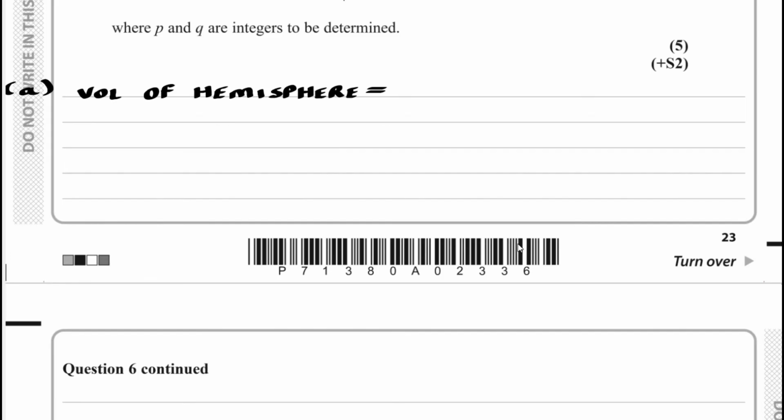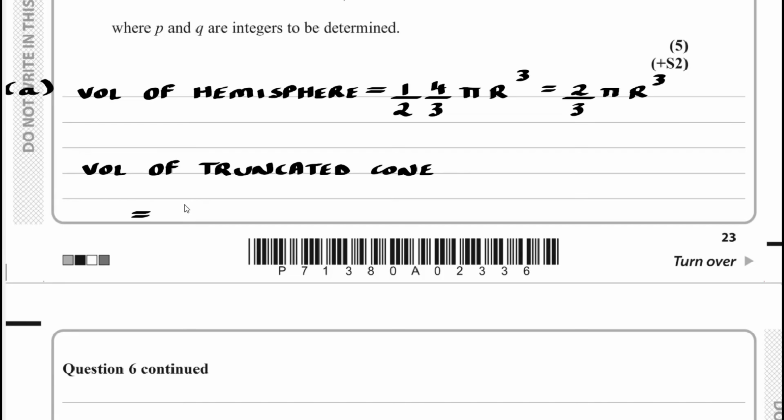Therefore, for part A, we can begin by working out the volume of the hemisphere. That's a half times 4/3 pi r cubed, which is 2/3 pi r cubed. The volume of the truncated cone is equal to pi over 3 multiplied by 2r cubed multiplied by 8r.